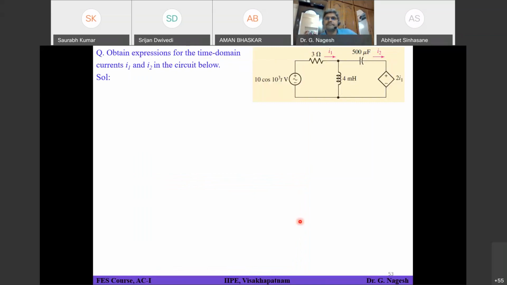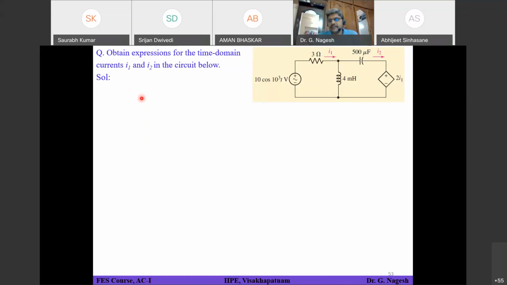We'll try to solve this also. I have involved one dependent source here. Writing the expression is the only tricky thing. Once you write the expression, solving is not of much difficulty. So what are they asking.